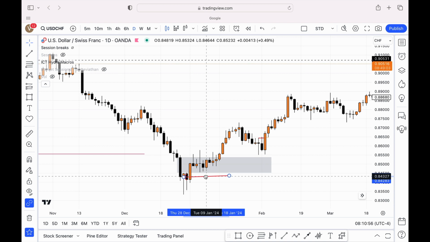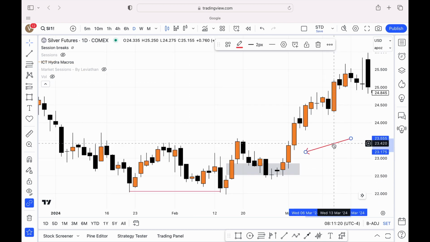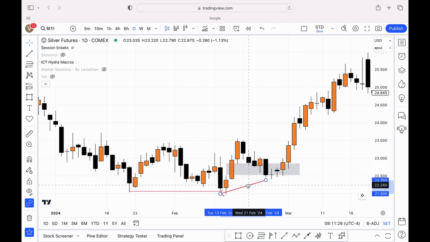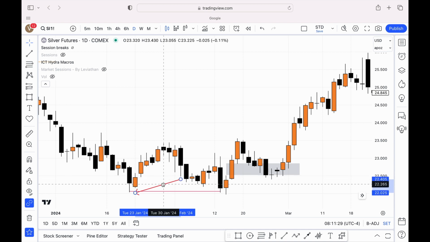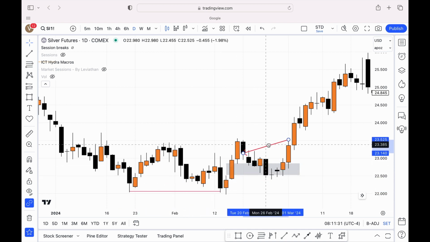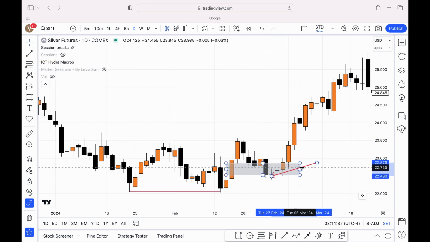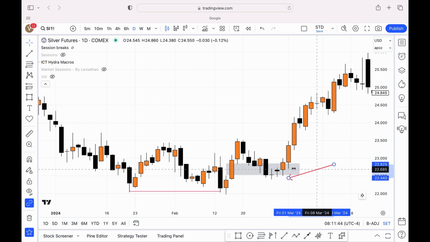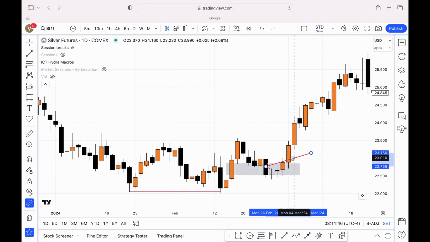Let's show another example. So on this chart, I'm showing silver, and this is also on the daily. So right here, you can see where price has cleared this last swing low. You can see that a fair value gap was created. Price came back down into the fair value gap, used it as support, and then ran away. So a fair value gap can be used as traditional support and resistance.